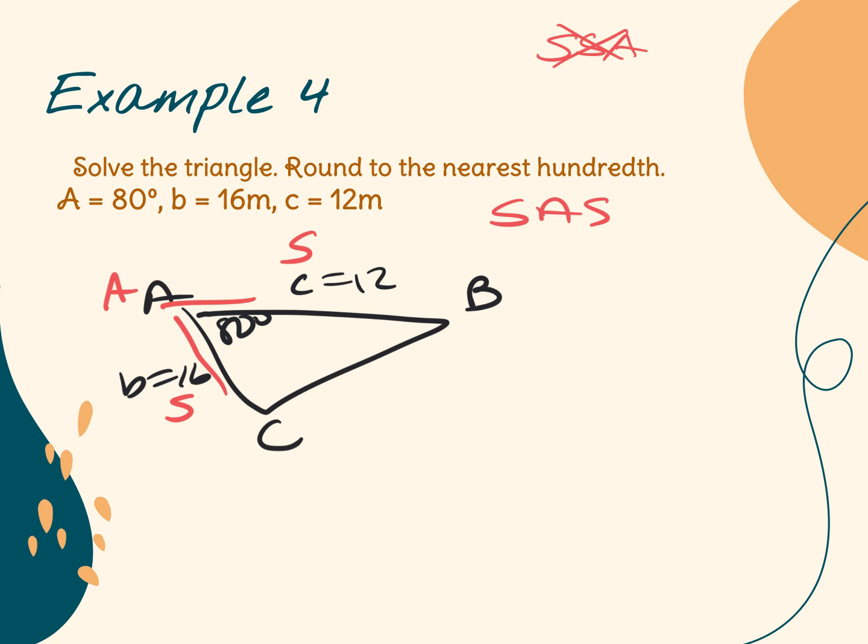So now let's go ahead and write down the steps that we need to follow. What we're going to do first, when it's side angle side, is find the side that's across from the angle that's given.